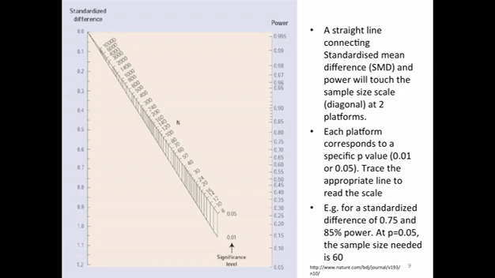Let's assume you want to recruit for a study that aims to find a standardized difference of magnitude 0.75 with 85% power. Draw a straight line joining 75 in the first column with 85 in the last column. This will touch the p equal to 0.05 platform at the value of 60. So at p equal to 0.05, the sample size needed is 60.